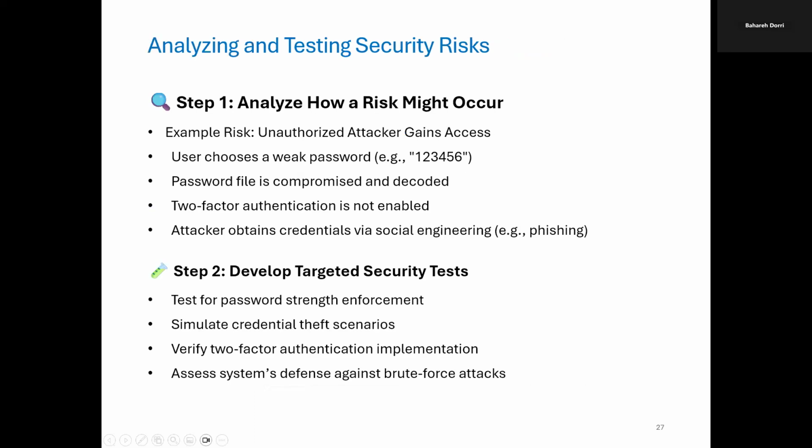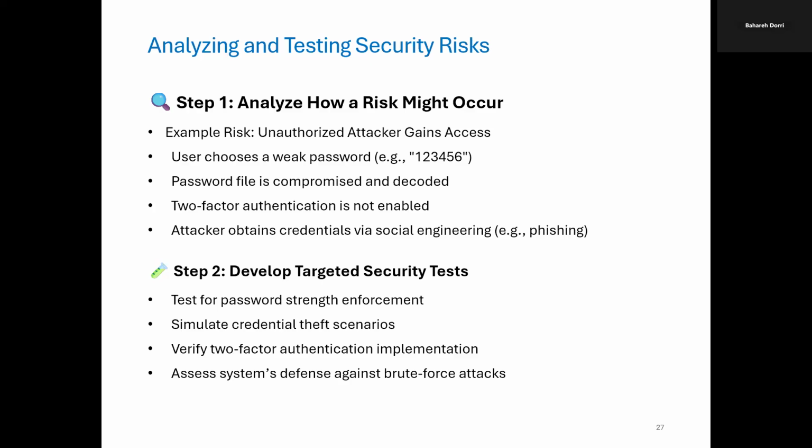When it comes to securing your system, identifying the risk is only half the battle. The real work begins when we try to understand how the risk could play out. Take, for instance, the case of an unauthorized attacker gaining access. Now, that might sound like a single threat, but it can happen in a bunch of different ways. Maybe a user picked a super weak password. Maybe the system's password file got leaked. Or maybe someone just fell for a phishing scam. All of those are real paths to the same bad outcome.